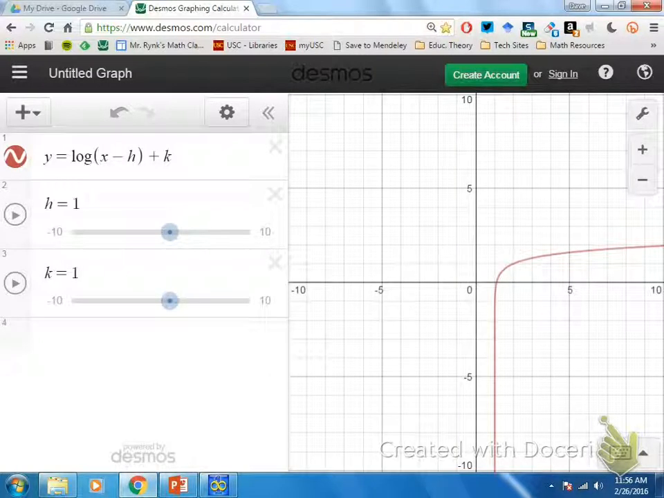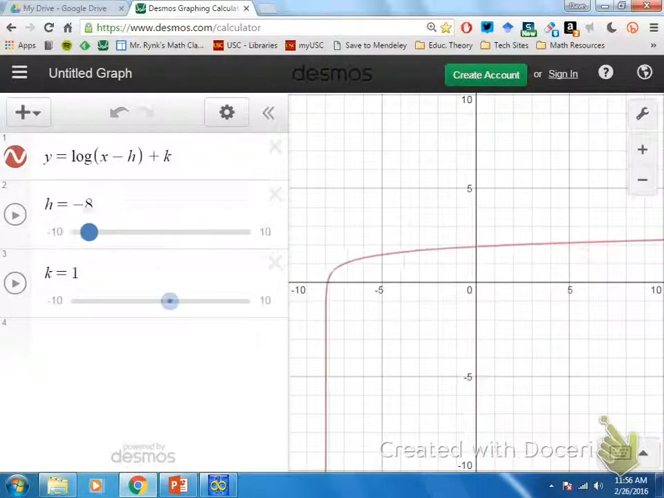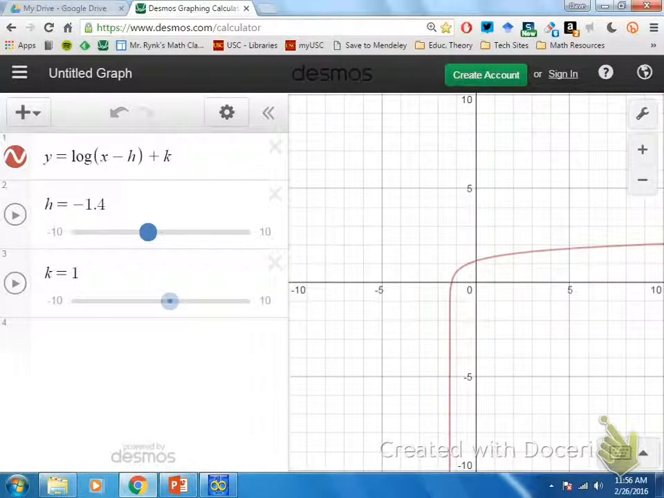Okay, so here we are on Desmos, and this is just our standard form log. I just made it a log base of 10. So you see if I move h, if I increase h, you can see how it moves to the right. If I decrease h, it moves it to the left.